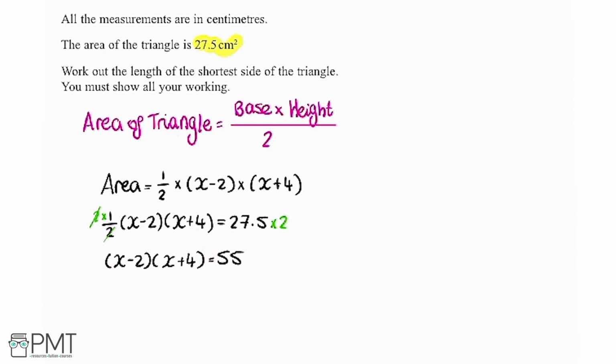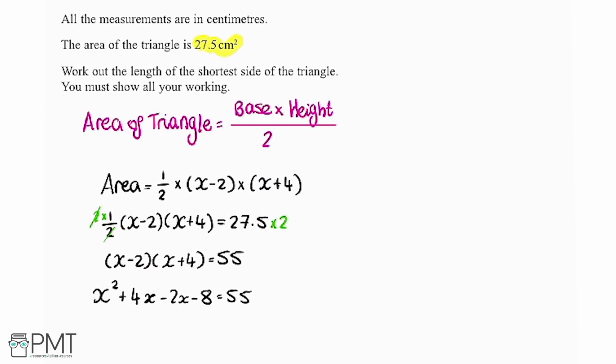We're now going to expand these brackets. So to do that, we need to multiply every term by every other term. So I'm first going to multiply the first terms together. So x times x gives us x squared. Now I'm going to multiply the outside terms together. So x and positive 4, giving us 4x. Now the inside terms, so minus 2 and x, which gives us minus 2x. And lastly, the last terms here, so minus 2 and 4, giving us minus 8. And that's still equaling 55.